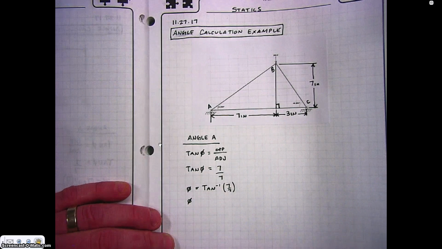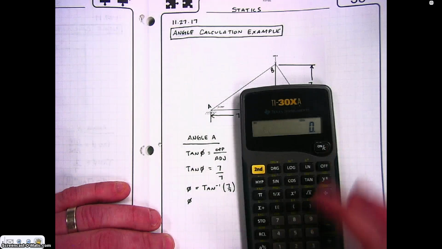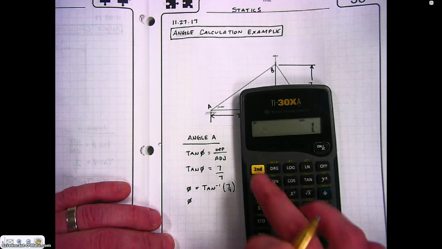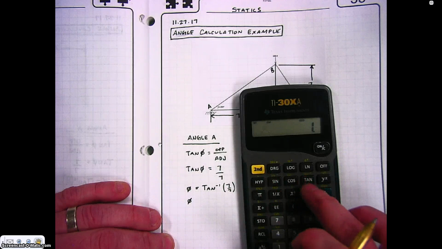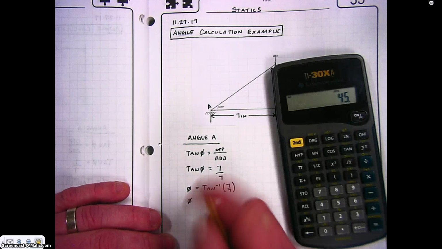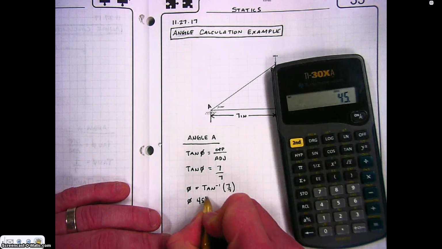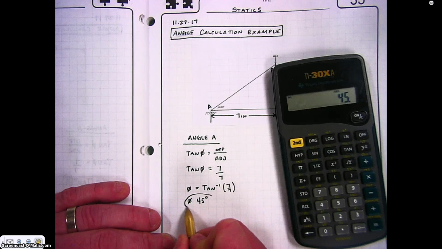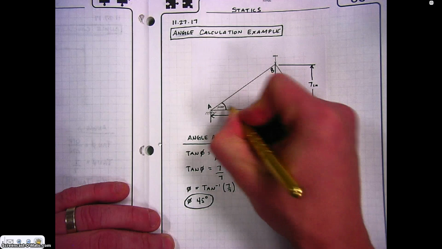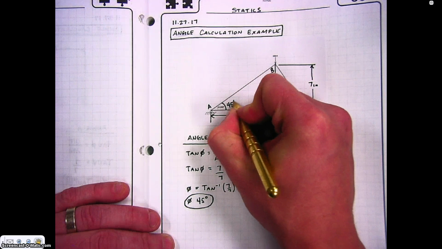Then all I have to do is get my calculator out. I can take 7 divided by 7. I get 1. And then I'm going to hit second on my calculator to use the inverse tangent, and I get 45 degrees. And so what we've just done is we've calculated, using some trig functions, that this angle is 45 degrees.